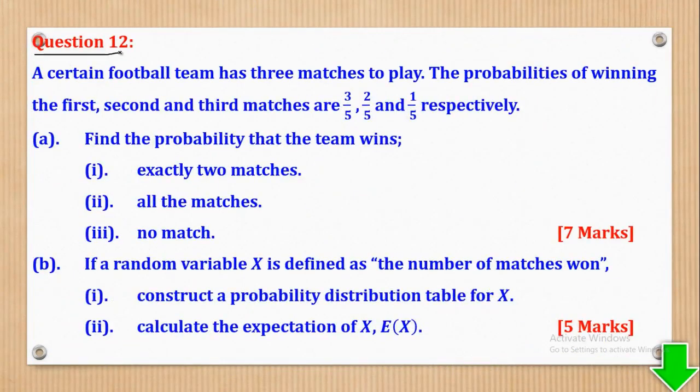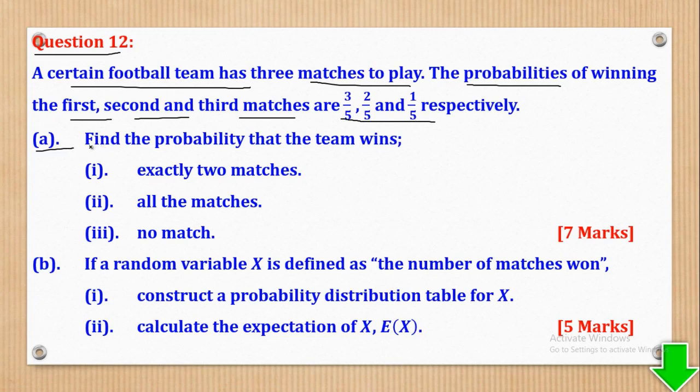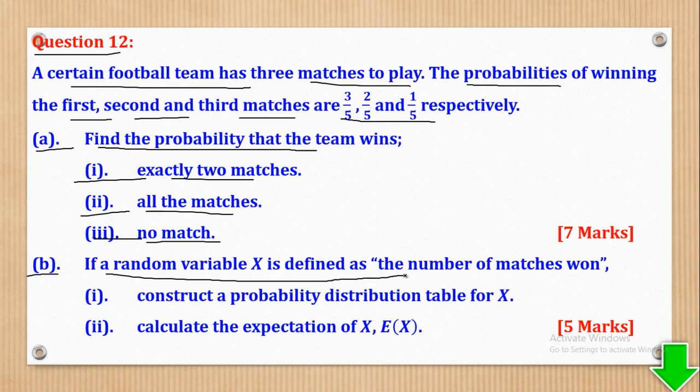So now we shall go to question 12, and question 12 says a certain football team has 3 matches to play. The probabilities of winning the first, second and third matches are this, and that respectively. Find, part A, Roman 1, the probability that the team wins exactly 2 matches, Roman 2, all the matches, Roman 3, no match. Then part B, if a random variable x is defined as the number of matches won, Roman 1, construct a probability distribution table for x, and Roman 2, calculate the expectation of x.